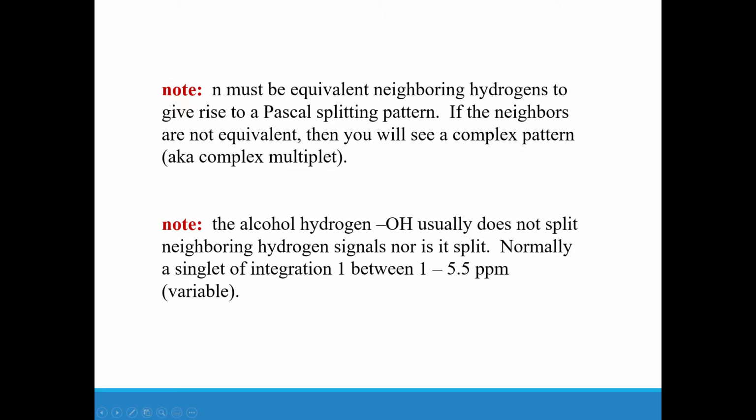The alcohol hydrogen, or the OH group, usually does not split neighboring hydrogen signals, nor is it split. It'll normally be a singlet of integration 1 between 1 to 5.5 ppm, and this can vary depending on the molecule.